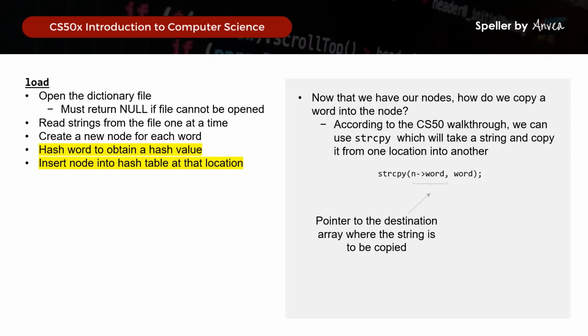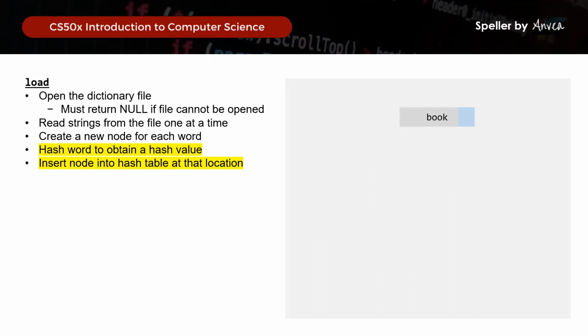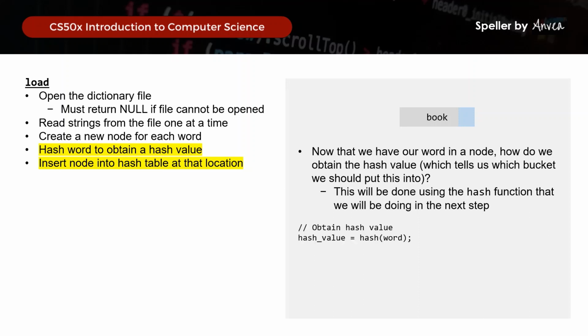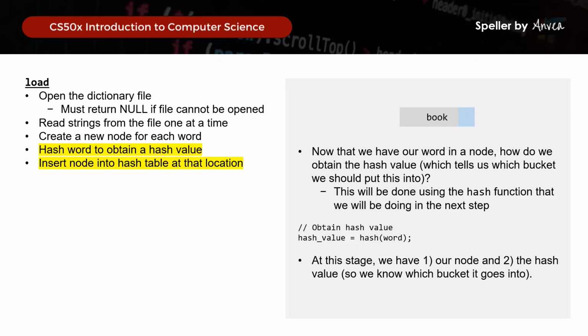In strcpy, it will look like this, where n arrow word is the pointer to the destination array, where the string is to be copied, and word is the string to be copied. Now that we have our word in a node, how do we obtain the hash value, which tells us which bucket we should put this into? In our code, we will obtain the hash value by using the hash function, which we will do later. At this stage, we have our node and the hash value, so we know which bucket it goes into.